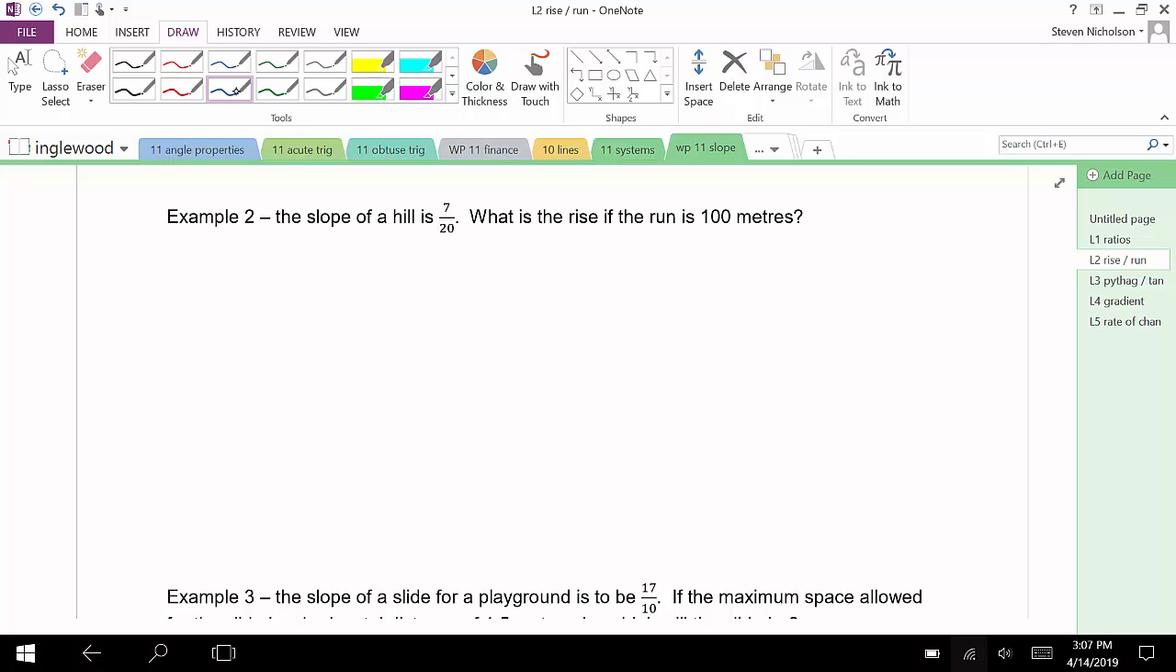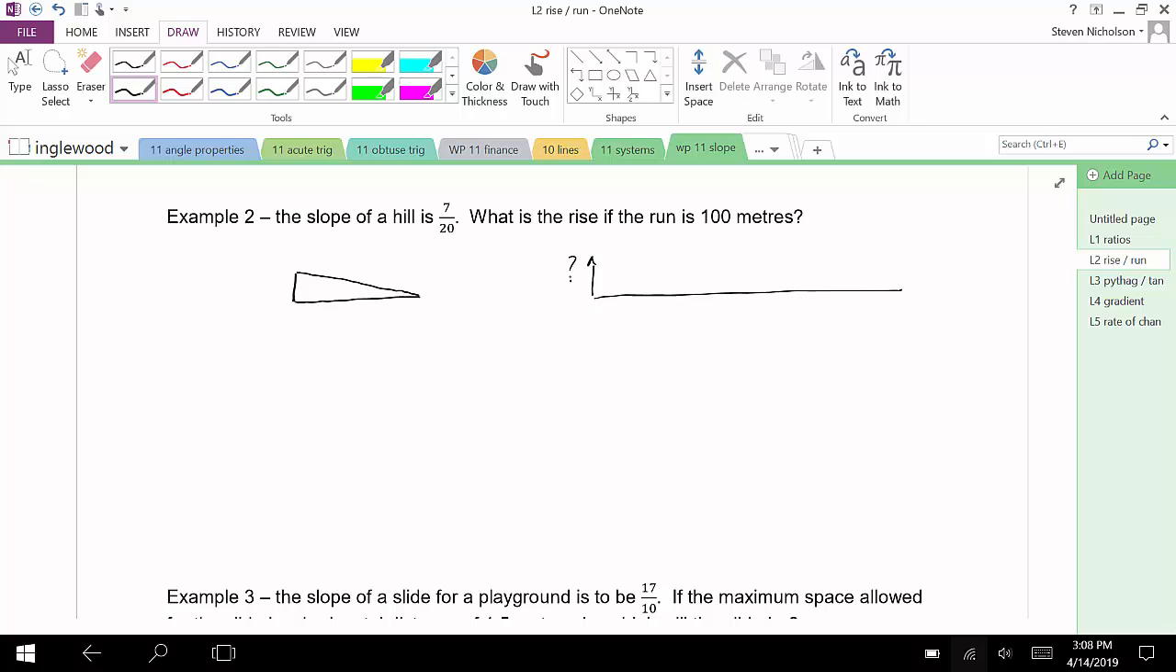So if we did a quick little sketch, here's what this would say. My hill goes up 7 for every 20 across, and that's what it might look like. And we're going to assume that the hill has a constant slope, meaning it doesn't get steeper, it maintains this steepness. So basically the question is, if we have this horizontal distance of 100 meters, how much is that going to go up over the 100 meters? Obviously it has to be bigger than 7 because 100 is bigger than 20.